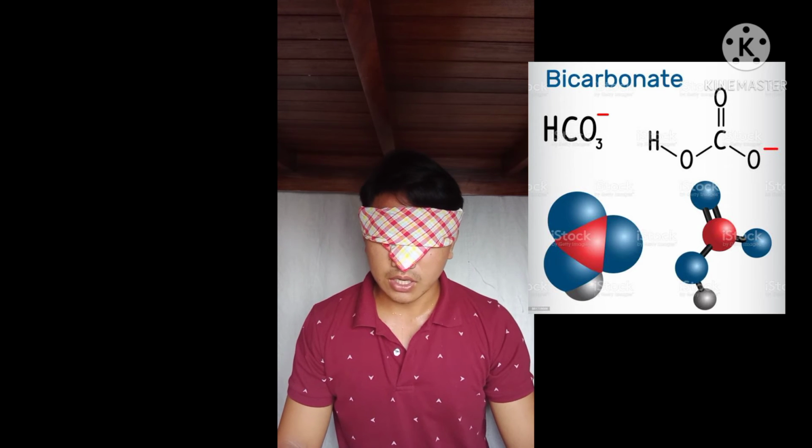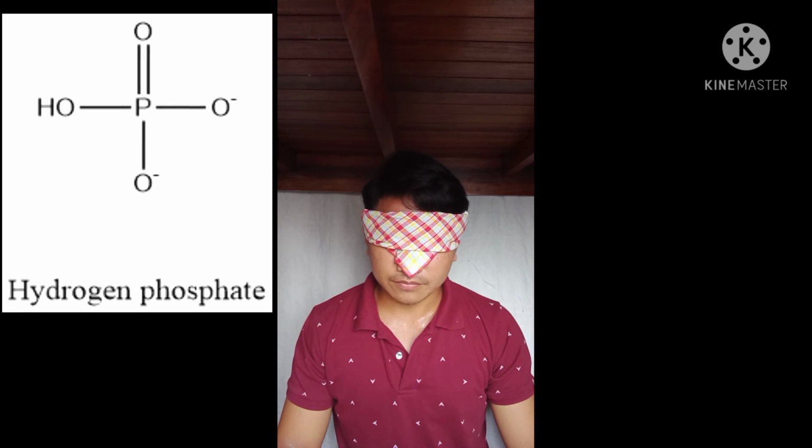HCO3 is 1 hydrogen, 1 carbon, 3 oxygen is hydrogen carbonate. HSO4 is 1 hydrogen, 1 sulfur, 4 oxygen is hydrogen sulfate. HSO3 is 1 hydrogen, 1 sulfur, 3 oxygen is hydrogen sulfite. HC2O4 is 1 hydrogen, 2 carbon, 4 oxygen is hydrogen oxalate.